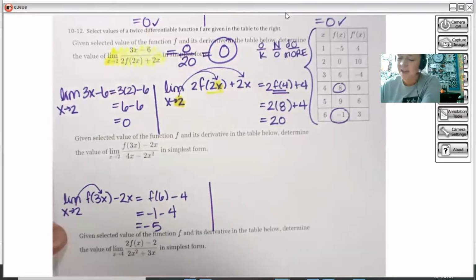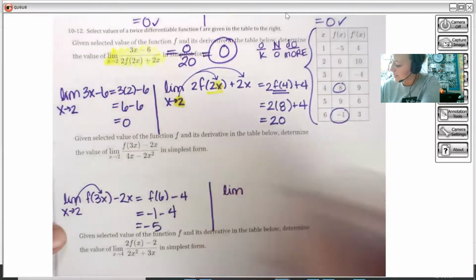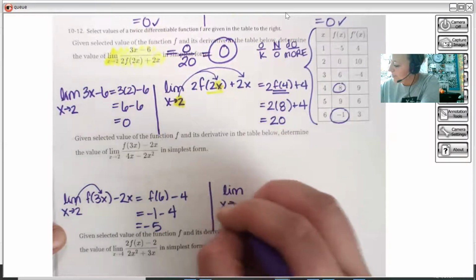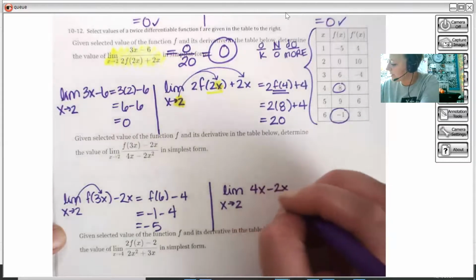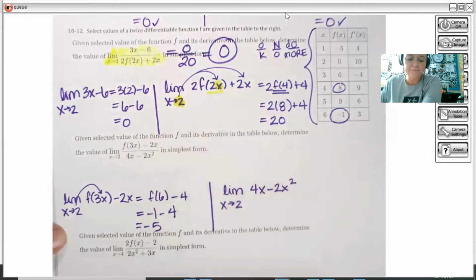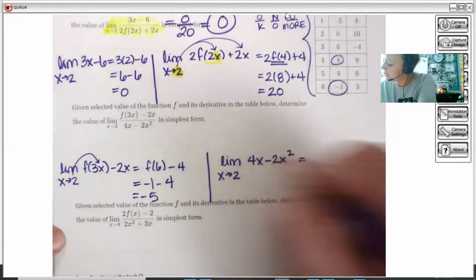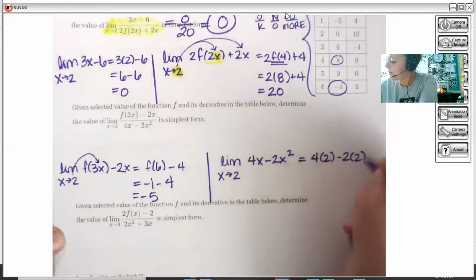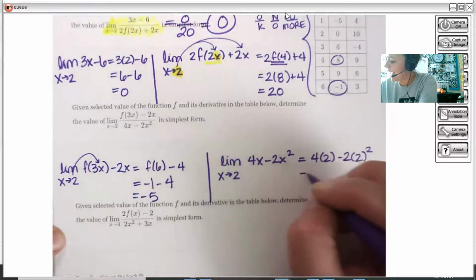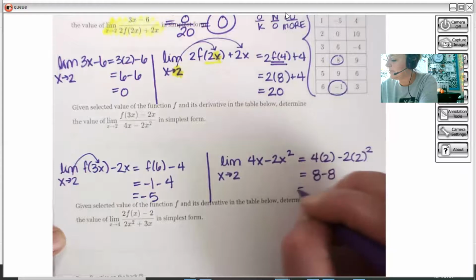That's okay though. Okay, I pulled these off of Delta Math. Clearly I should have thought this plan through a little bit better. X approaching 2 down here would be 4x minus 2x squared. So I would have 4 times 2 minus 2 times 2 squared. 4 times 2 is 8. 2 squared is 4, times 2 is minus 8, which gives me 0.